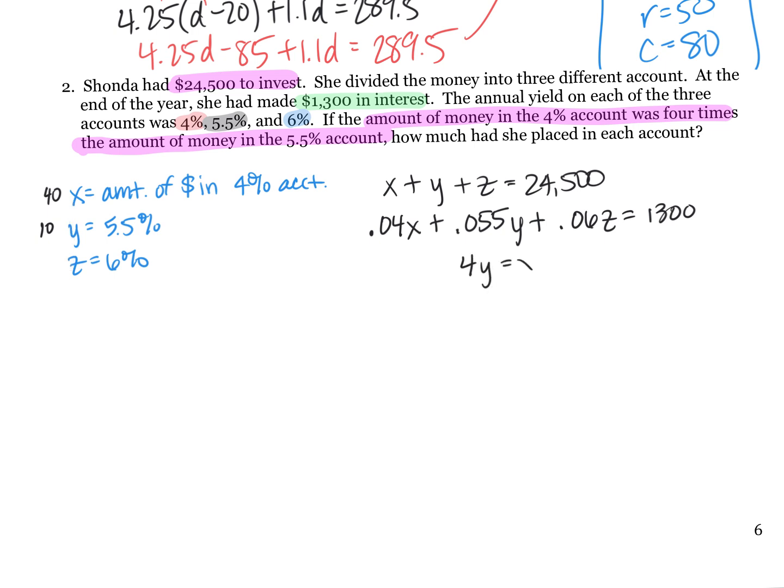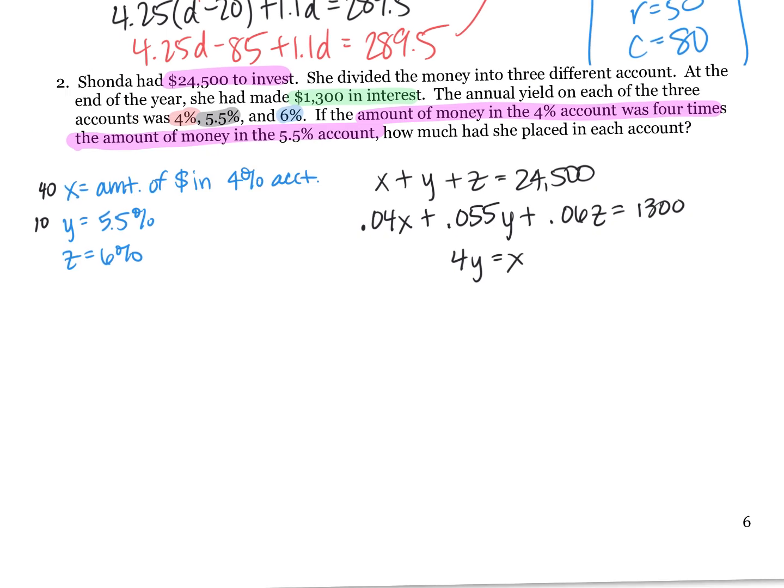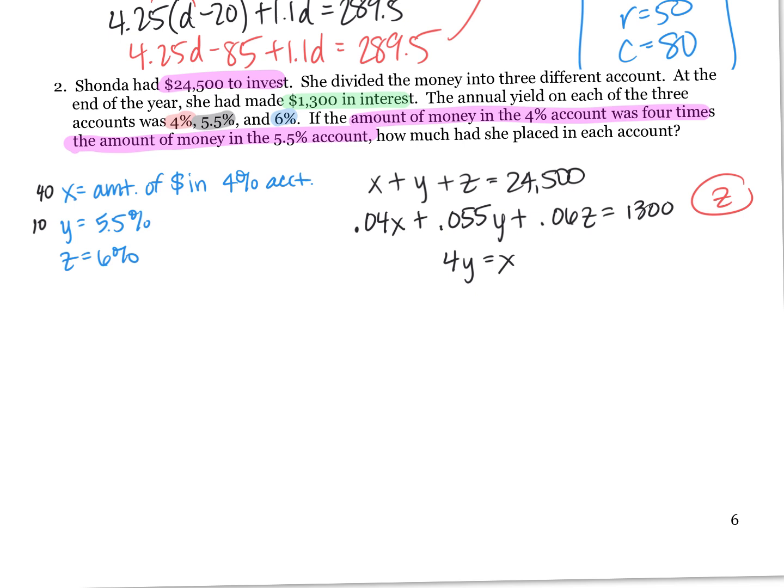4y equals the x. Okay with that? I think that's the hardest part of this, in my opinion. Okay, people. What variable are we not dealing with in the third equation? Z. So let's stick with it. Let's get rid of the Z's.